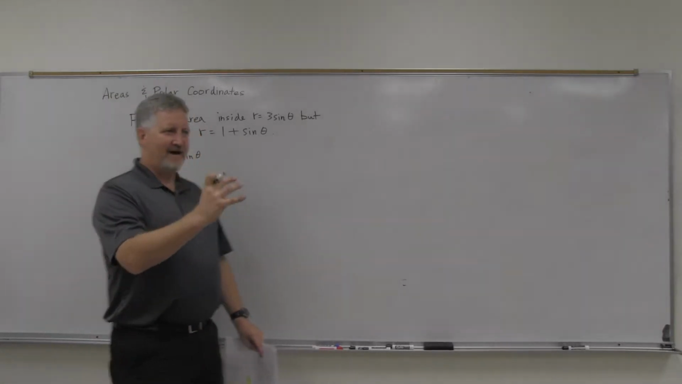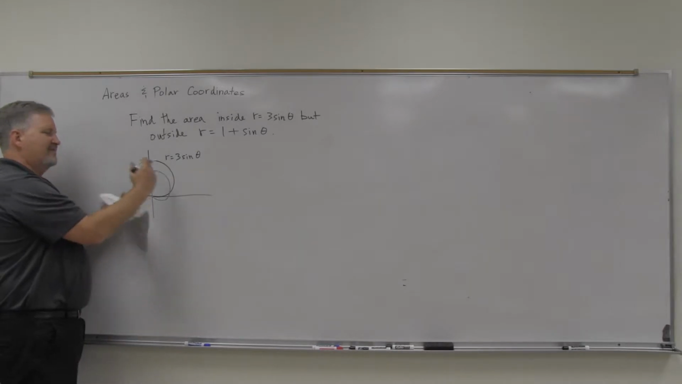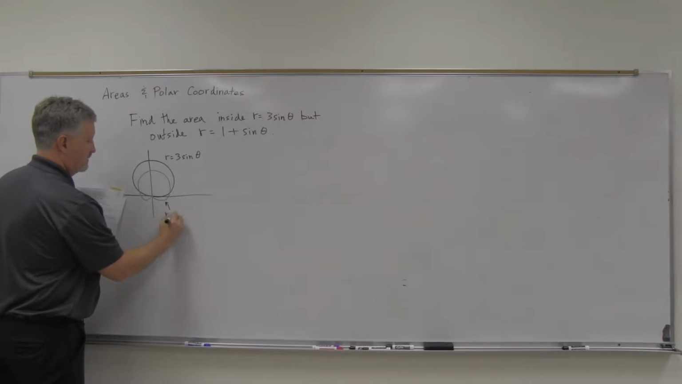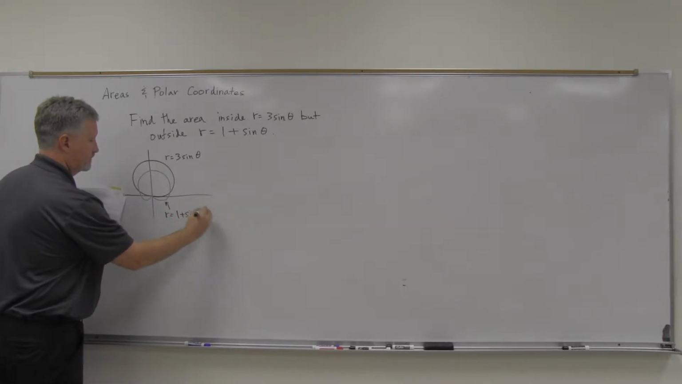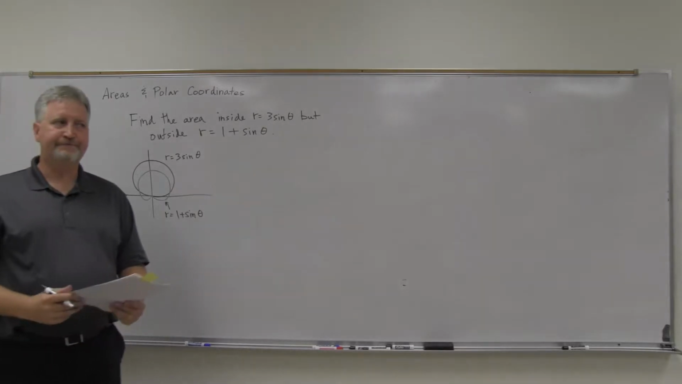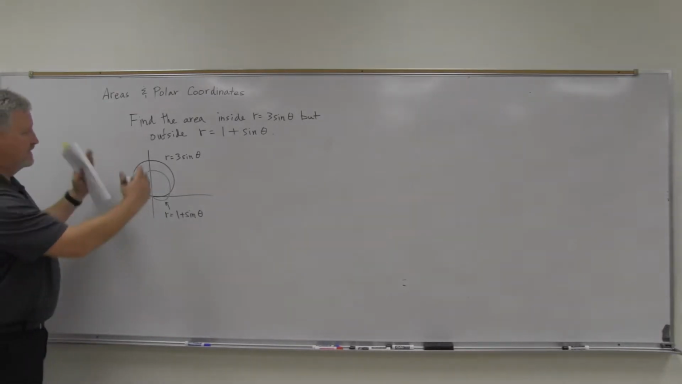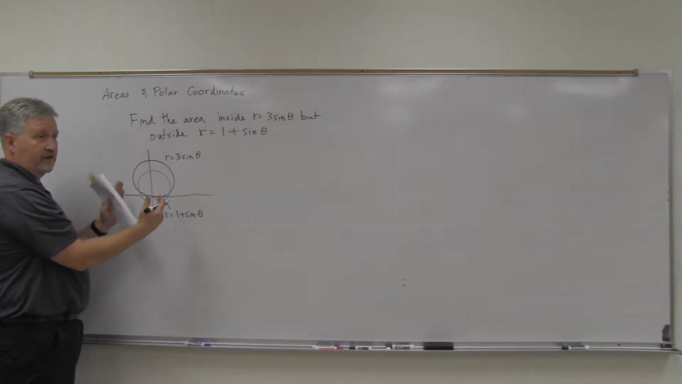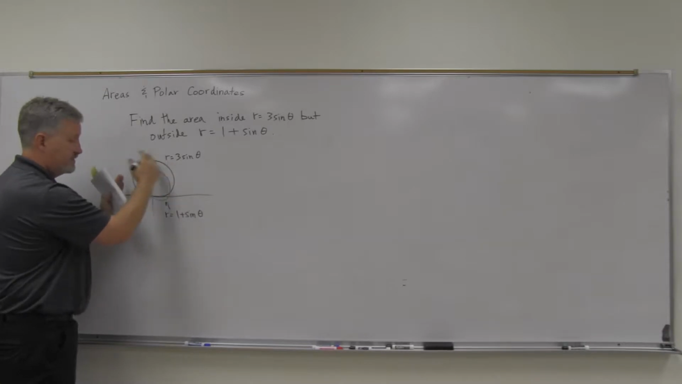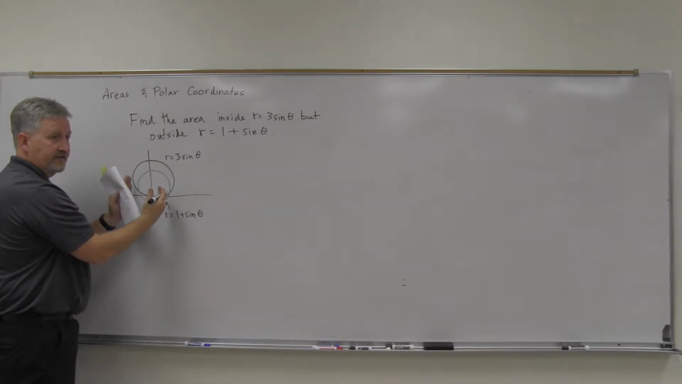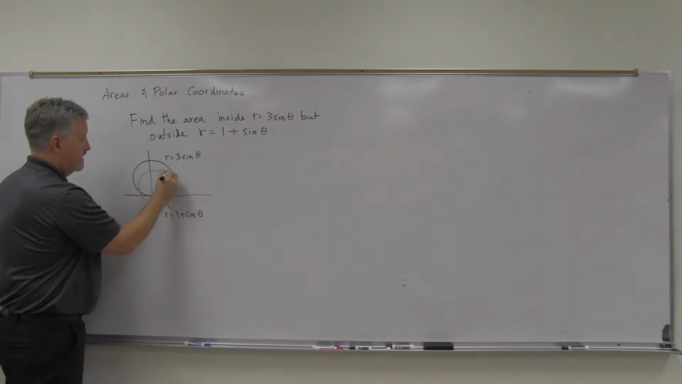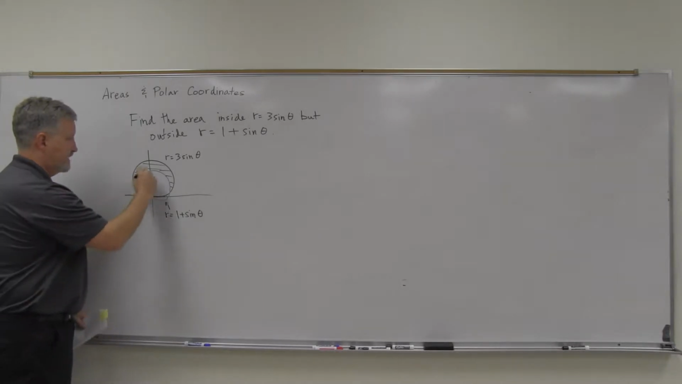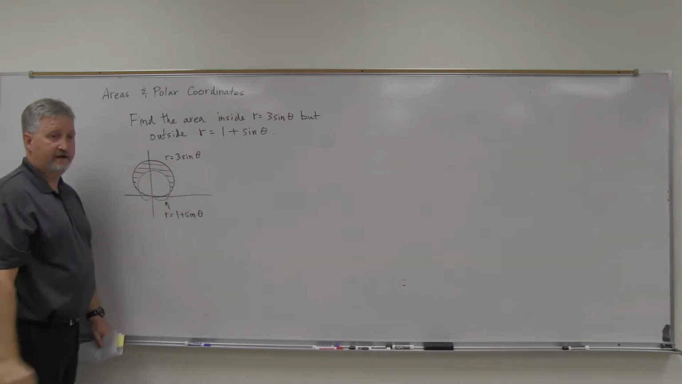So I want inside the circle, but outside the cardioid. The cardioid is r equals 1 plus sine theta. Hopefully you can visualize which part we're talking about. It's inside the circle, but it's outside of the cardioid. And what fits those parameters is this right here, isn't it? This kind of a crescent moon shape.